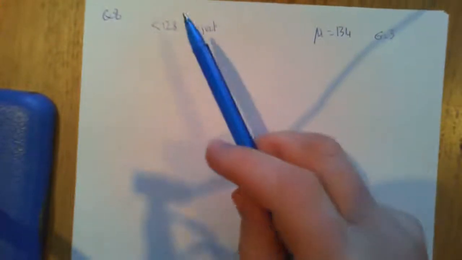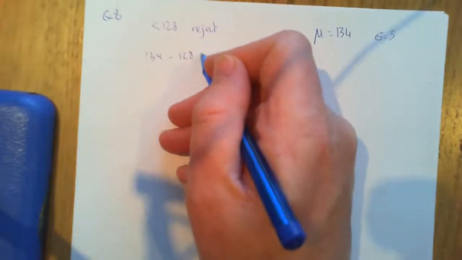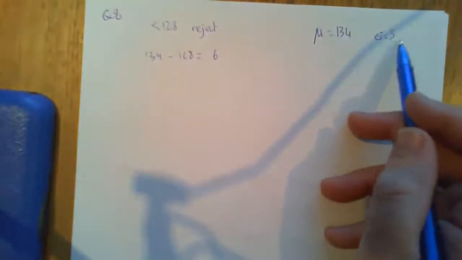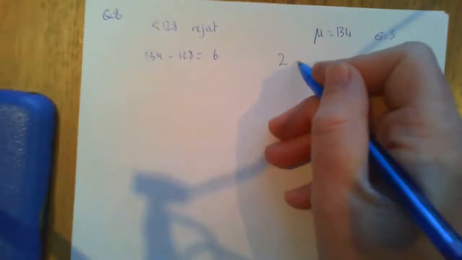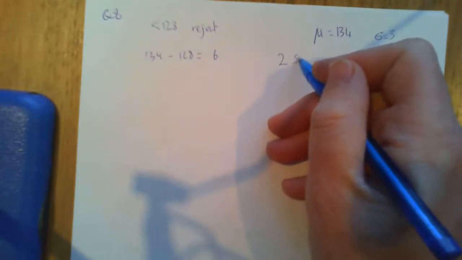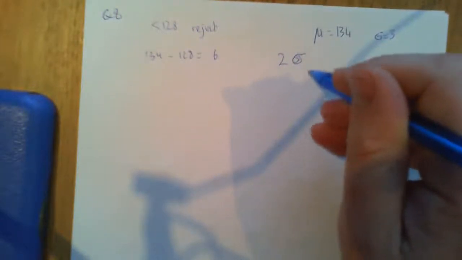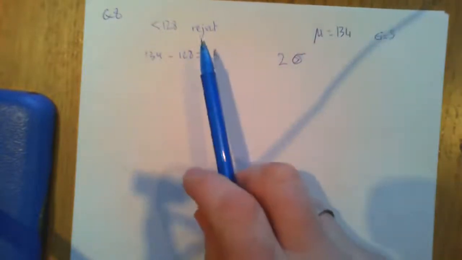So let's just have a look. 128 and 134. Surprise, surprise, that's a difference of 6. So that's really 2 standard deviations, 2 sigmas. That's what we're dealing with here, 2 sigmas. 128 is definitely less than 134.